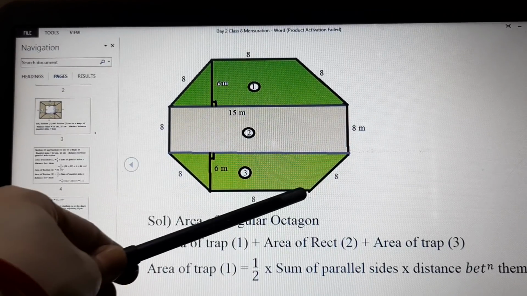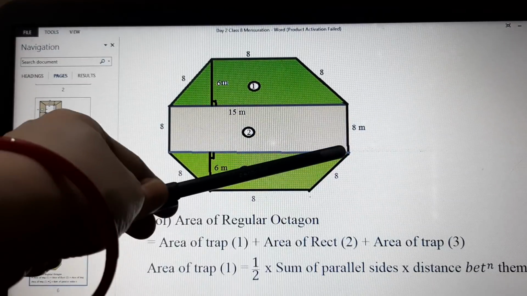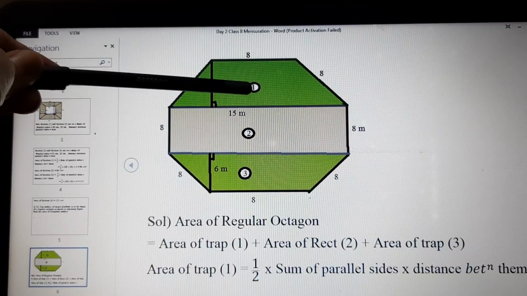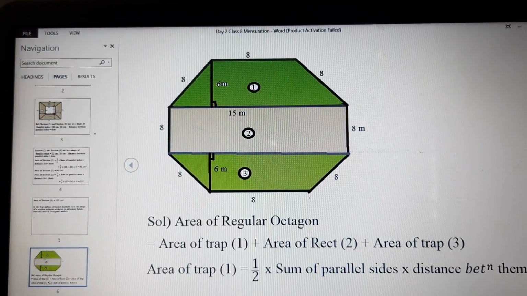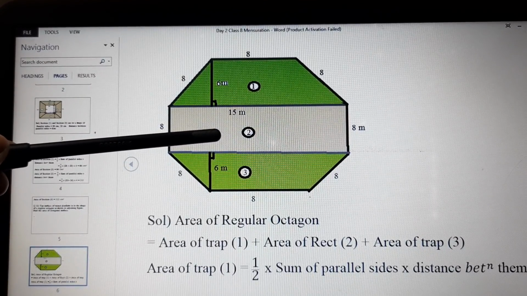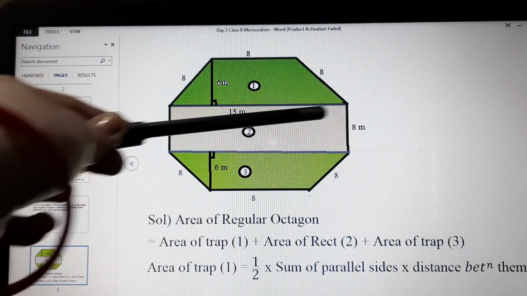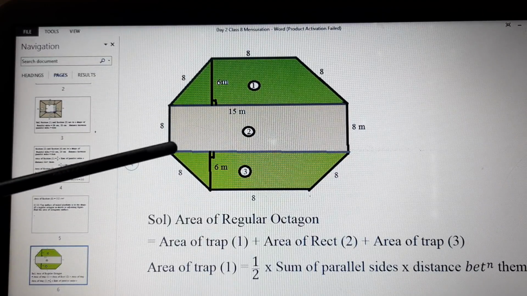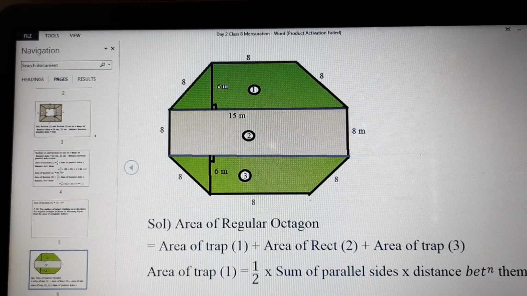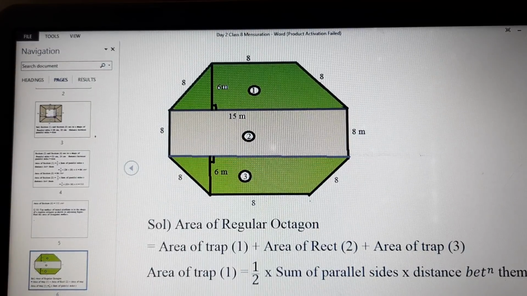So, the parallel lines are 8 and 15, and the distance between them is 6 meter. So, the area of section 1 and the area of section 3 will be the same. Now, the area of the rectangle is L into B. So, the length is 15 and the breadth will be 8. Are you getting it?